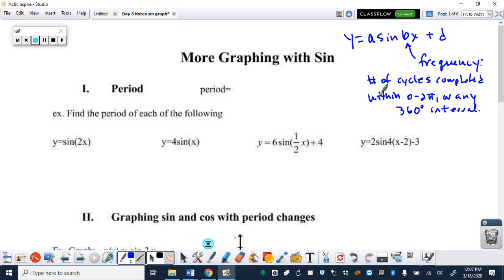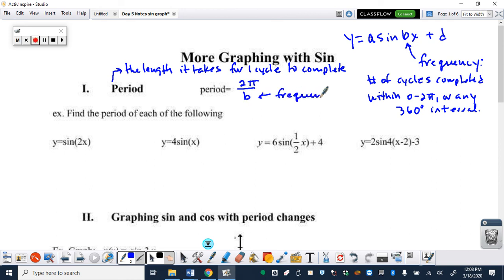We need to know how long it takes for one complete cycle to occur, and that's called period. The definition of period is the length it takes for one cycle to complete. We get period by a really small formula, and we will use information from our equation. To calculate period, you take 2 pi and divide it by the b value, which is the frequency. And we'll get the frequency from the equation.